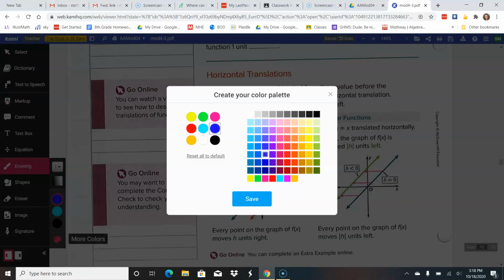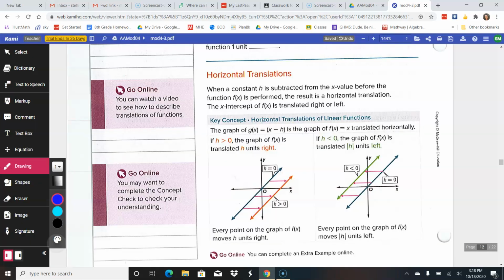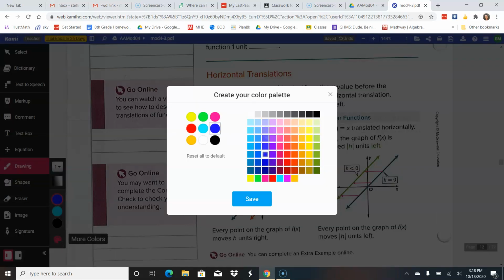The horizontal translations, let's change my color. I kind of like it pink. Okay. Why didn't it save that? Did not hit save? I hit save. I hit save. Sorry about that.